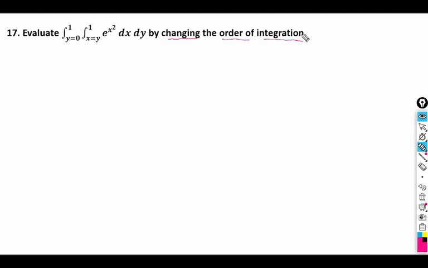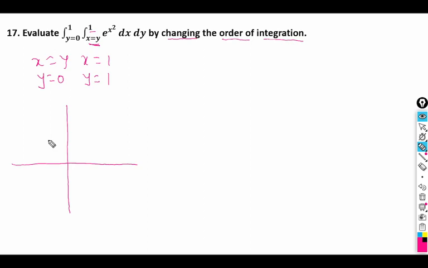But here the boundary of the region is given in terms of limits. If you observe, the limits give us the equations. So x equal to y is the lower limit of x, and the upper limit of x is x equal to 1. Then y equal to 0 and y equal to 1. So the region is bounded by these four straight lines. We should draw the region of integration first to change the order.